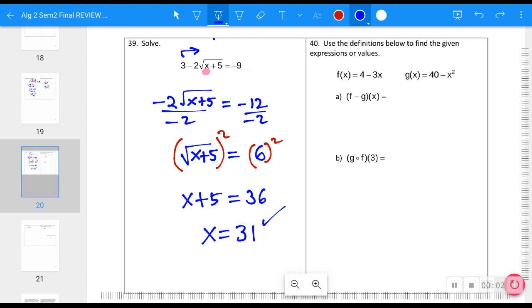Algebra 2, Semester 2, Final Exam Review, Model for numbers 40 and 41.